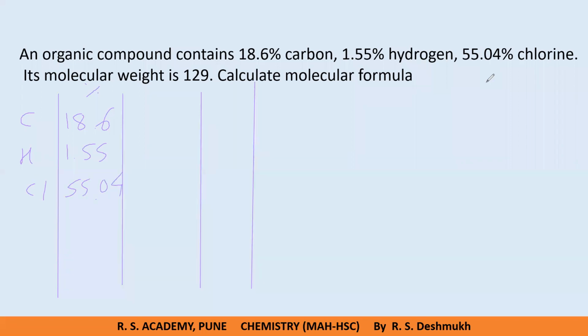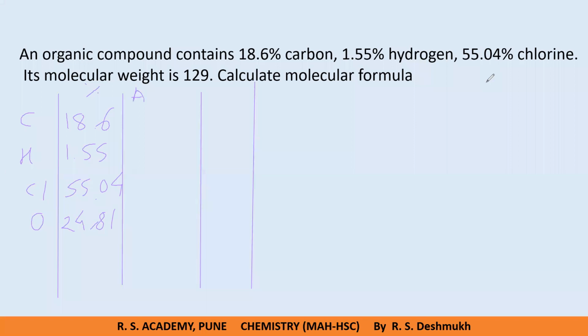So I have to find it out for oxygen. For oxygen, it is 100 minus the addition of all these. Let me do it. How much does it come out to be, guys? 24.81. Okay, it is 24.81. Yes. So if you are wrong somewhere here, then the problem is not going to be right anywhere.